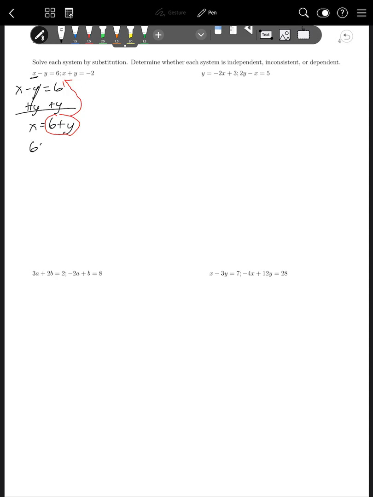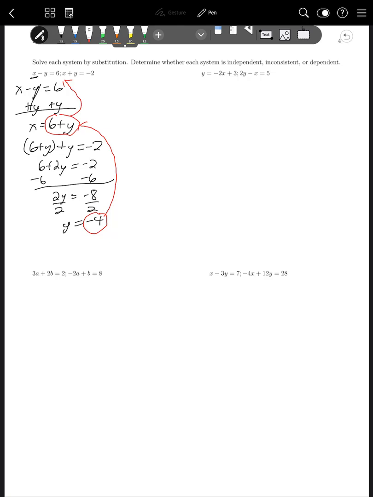So this will be 6 plus y plus y equals negative 2. So that's 6 plus 2y equals negative 2. Subtract 6 from both sides. So 2y equals negative 8. Divide by 2. So y equals negative 4. And now we can take that negative 4 and bring it up and substitute it in here for y. So x equals 6 plus negative 4. So x equals 2. So our final solution here is 2 comma negative 4 because we always put the x coordinate first. Okay, so that's the idea.